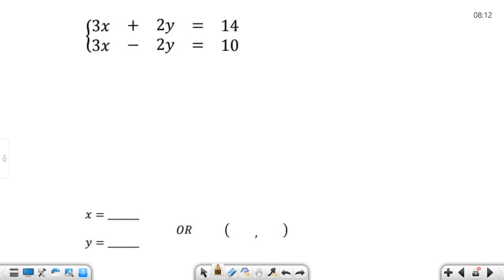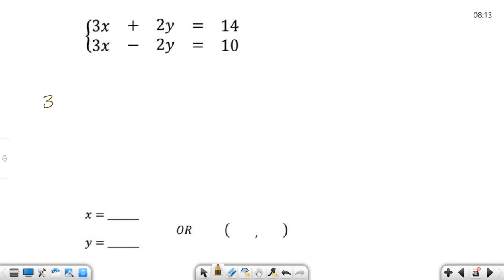All right, so 3x plus 2y equals 14. 3x minus 2y equals 14. So the first thing I look for, is it already x equals or y equals? No. The next thing I look for, well, if I just add them together, do I eliminate a variable? And the answer for that is yes. If I add them together, look what happens with plus 2y minus 2y. If I just add those two equations together, those cancel, okay?